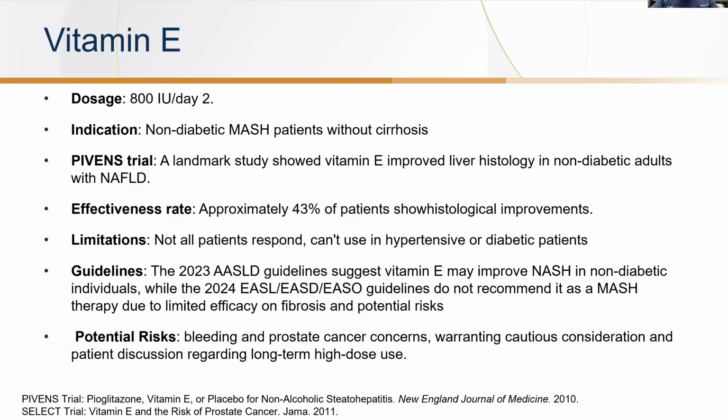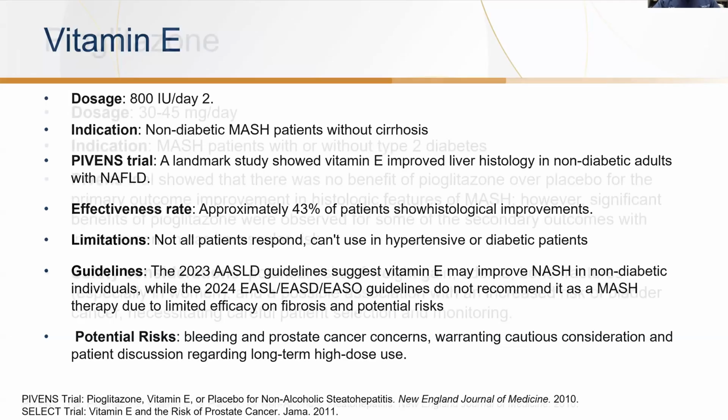Now, again, AASLD recommends that you can use vitamin E in patients that are non-diabetic, but EASL guidelines suggested that because of the limited efficacy on fibrosis and potential risk, which we'll talk about below, they do not recommend it for MASH therapy, but AASLD is demonstrating that you can consider use. Potential risks include bleeding and prostate cancer concerns, so this warrants cautious consideration and patient discussion, contributing to your interaction with the patient if you're considering starting this regarding long-term high-dose usage.